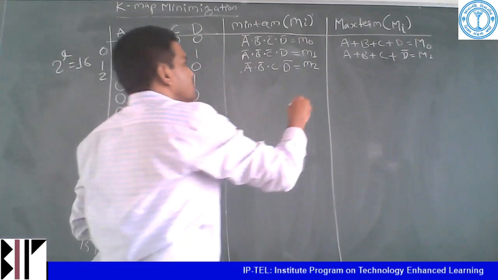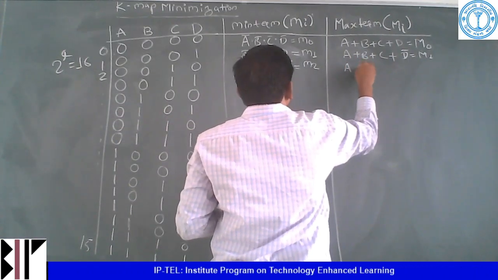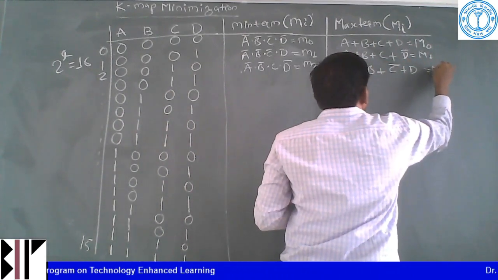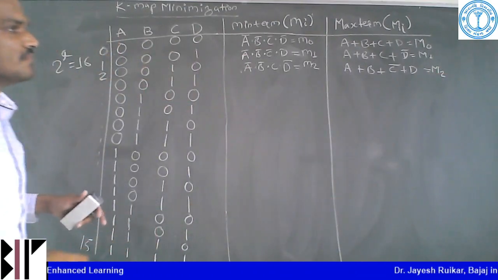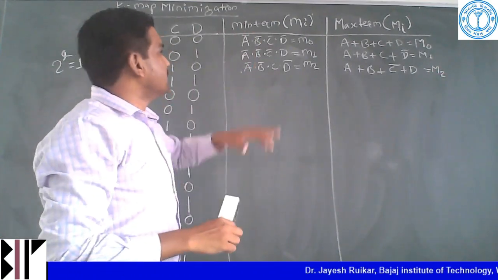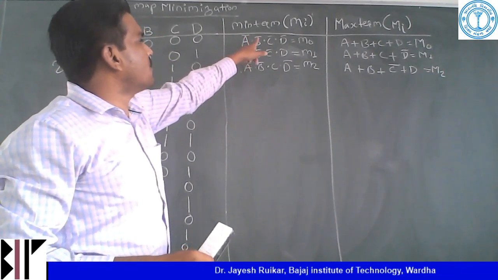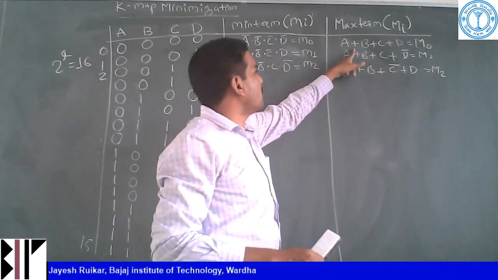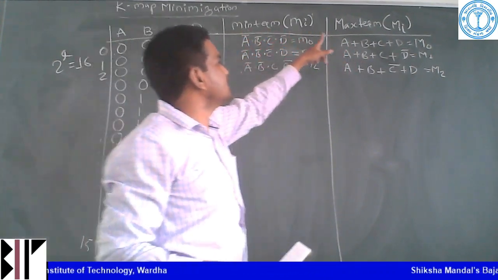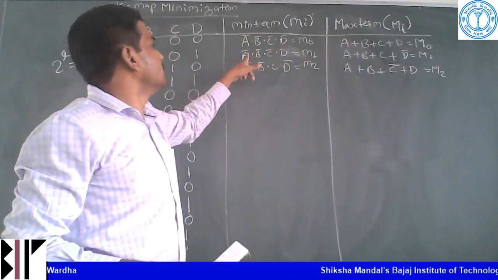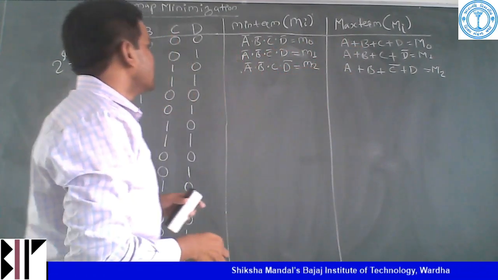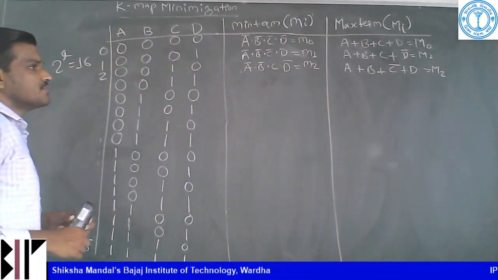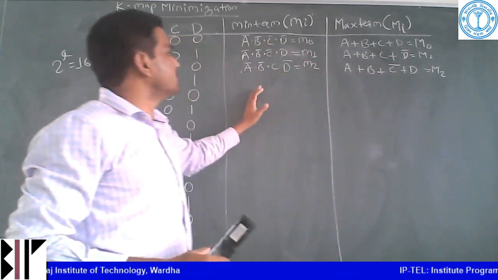So dual means this is A plus B plus C bar plus D, this is your capital M2. When you look at this, the dot changes to a positive sign, that is OR. Multiplication changes to OR, and the bar is represented through the normal variable. Small m represents the min term, capital M represents the max term. In max term you have to OR all the variables, and in min terms you have to multiply all the variables.